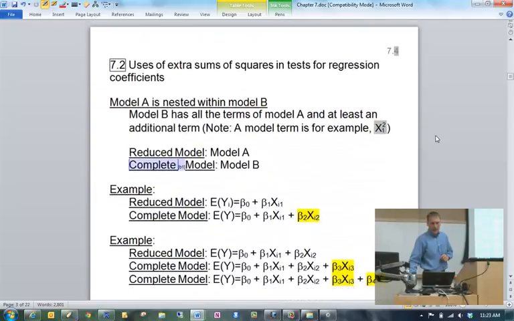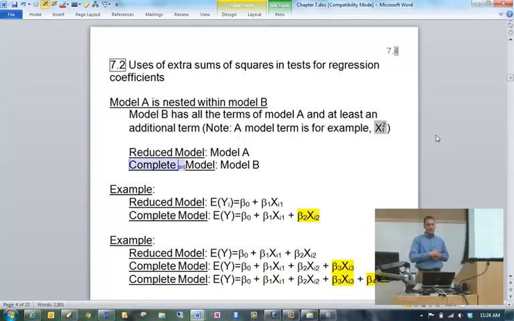Okay, so let's talk about how we can use this information that we just learned about in section 7.1 to actually help us do a hypothesis test. What this hypothesis test is going to do is give us a formal way to make a judgment of, given x1 and x2 are in the model, is it really worthwhile to include x3?